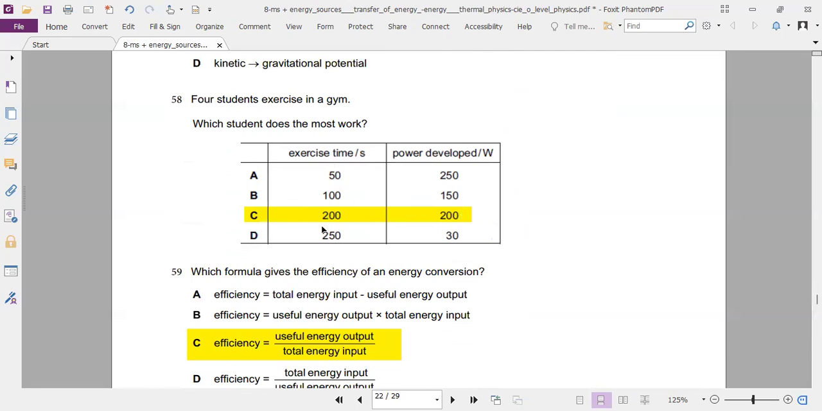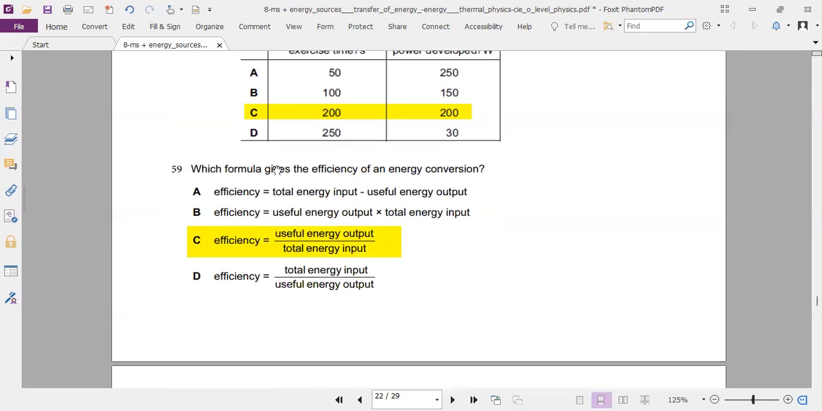Sorry. So we have 4 different students. Yes, sorry, I didn't read that. 4 different students. The power and the time should be multiplied to get the energy, which is their work. So this gives the maximum energy.